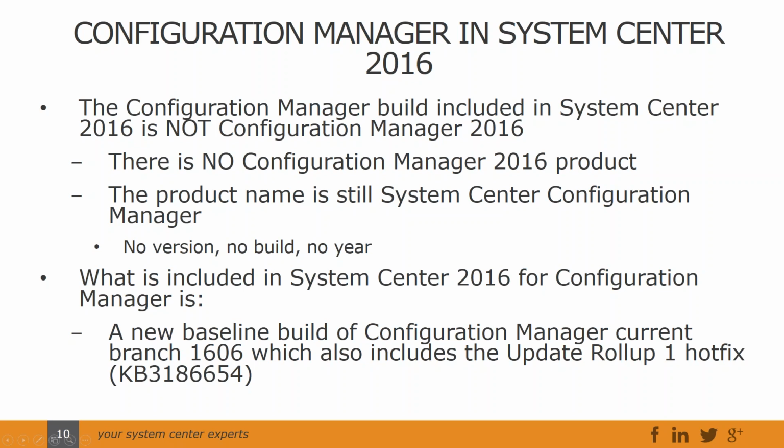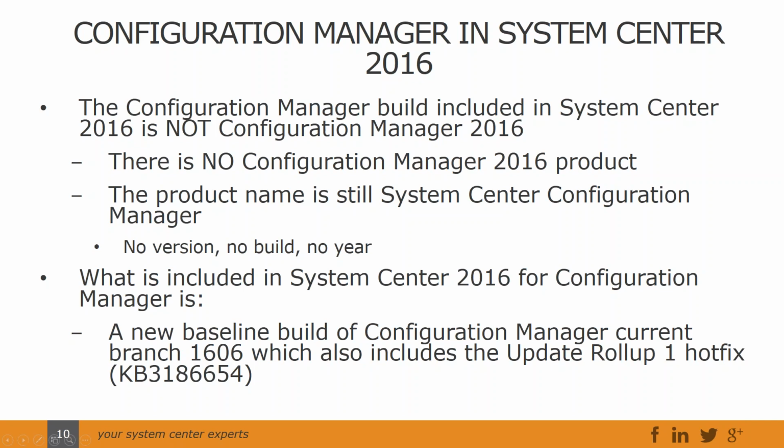Now, because of the fact that there's still people out there on the 2007 platform and the 2012 platform, a lot of people refer to the product as Configuration Manager Current Branch. So what was included in System Center 2016 is a new baseline build of Configuration Manager Current Branch as of the release that's called 1606. So Configuration Manager 1606 that some of you probably already have implemented from the original baseline build of last December, which is 1511. Then you might have used the update and servicing feature to get to 1602, and then maybe you're already updated to 1606.